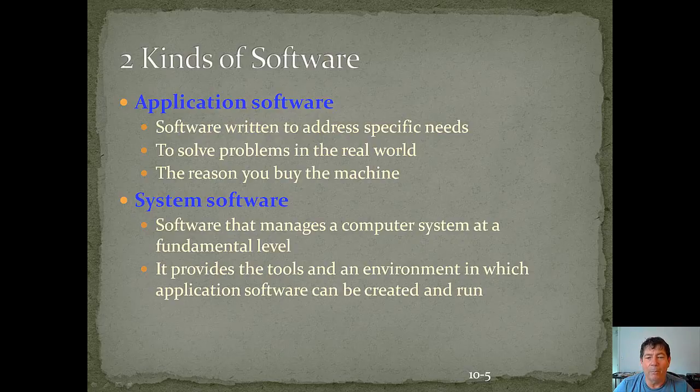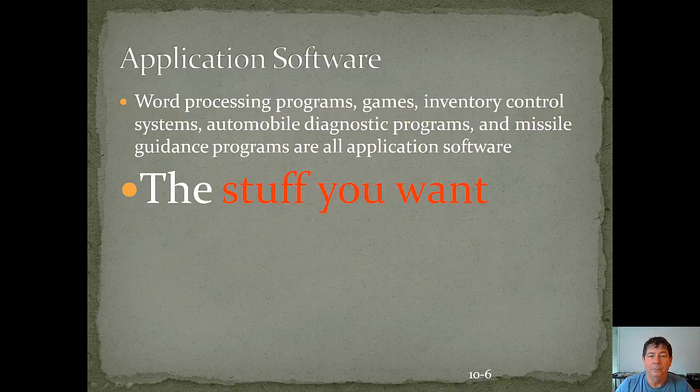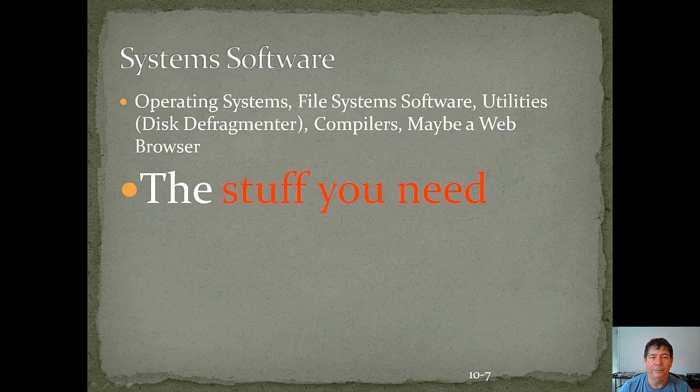On the other hand, system software manages a computer system at a fundamental level, so you may not even be aware that it's operating. It provides the tools and an environment in which application software can be created and run. So application software: word processing programs, games, inventory control systems, automobile diagnostic programs, missile guidance programs, these are all application software. This is the stuff you want. System software includes operating systems, file system software, utilities such as a disk defragmenter, compilers, maybe a web browser, the stuff you need.